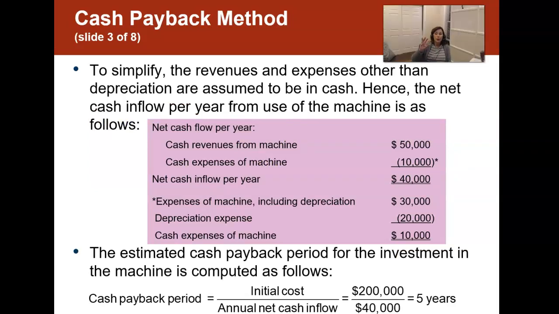So now we're going to figure out how long it's going to take us to actually get our money back in cash. So we've got cash revenue that we're going to get from the machine of $50,000 less the expenses that we're going to take on annually, and that gets us $40,000 per year. Now, the initial cost of the machine is $200,000, and each year we're going to recover $40,000 of that. So we're going to get our money back in 5 years.